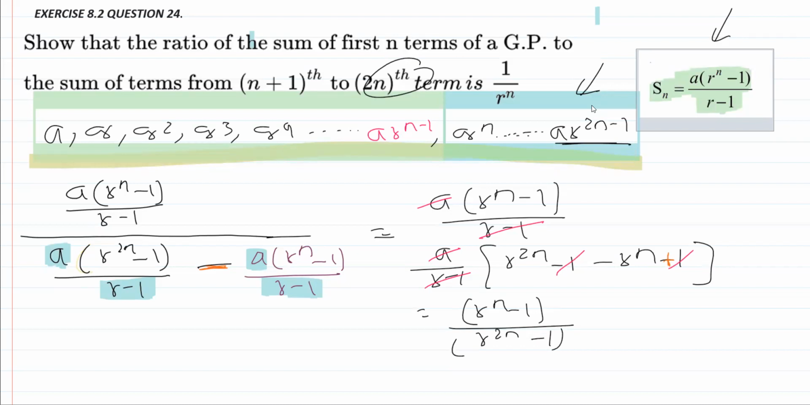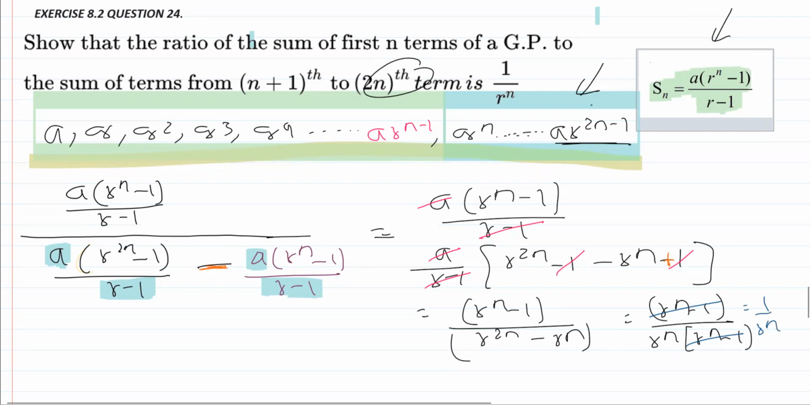Now, further you can see that we can simplify it. If I take r raised to the power n common from the denominator, we'll be left with r raised to the power n minus 1. Now this and this also get cancelled. So we are left with 1 over r raised to the power n. And that is what we were required to prove.